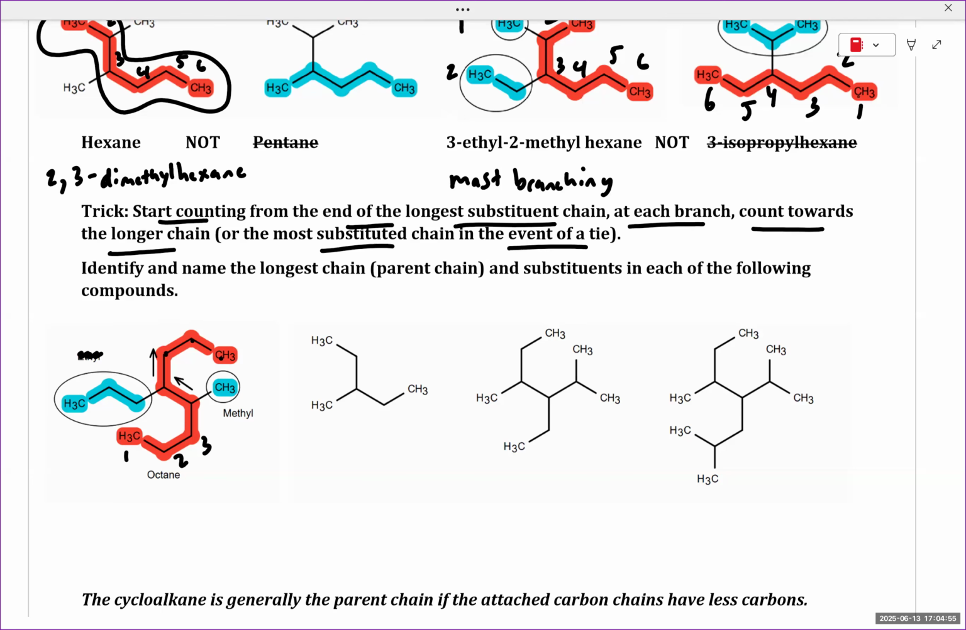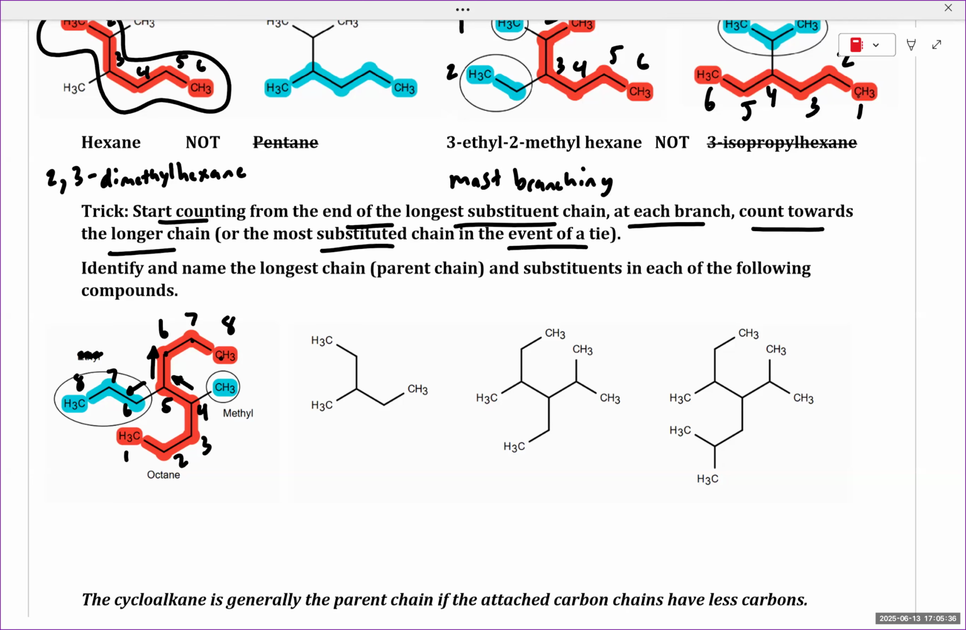So starting at the bottom, we count 1, 2, 3, 4. We have two choices. We can either count towards a 1-carbon chain or a much longer chain. So we're going to go to the left. We're going to count 5. Now in this choice, we have a 3-carbon chain and a 3-carbon chain. We're just going to count up arbitrarily. You can also count to the left. Both will give identical carbon counts and identical branching. So we have 6, 7, 8. So our longest chain in this case will have 8 carbons and will be an octane chain.